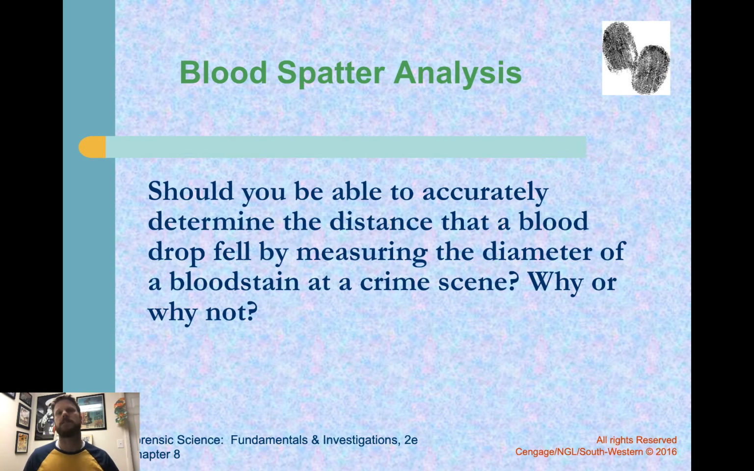After a certain height, the blood drop will reach a terminal velocity, and then no matter whether it's dropped from the 3rd floor or the 5th floor, that drop will hit the ground and have the same diameter, because the blood drop has reached terminal velocity, which means it's hitting the surface with the same amount of force. We get to a point where we can't accurately determine the distance the blood traveled.